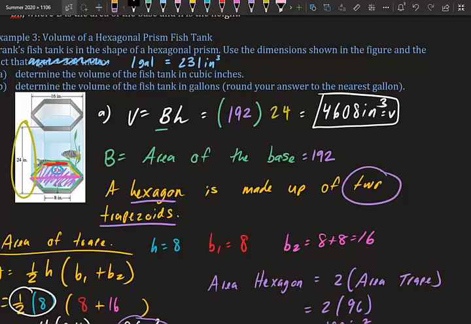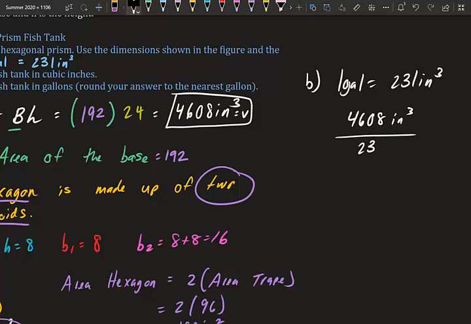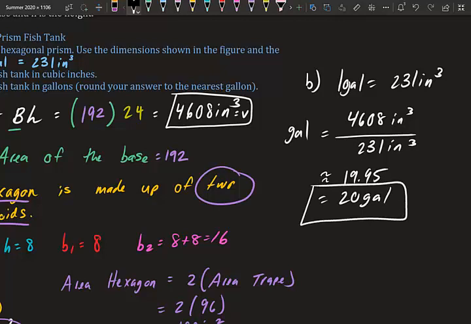Determine the volume of the fish tank in gallons. We're going to round it to the nearest gallon. So we know that 1 gallon equals 231 inches cubed. If we have a total, we do total divided by how much a gallon is. So 4,608 inches cubed divided by 231 inches cubed will give us how many gallons this fish tank is. So you divide, and we get approximately 19.95, but we'll round to the nearest gallon, so that's 20 gallons. It is a 20-gallon tank.